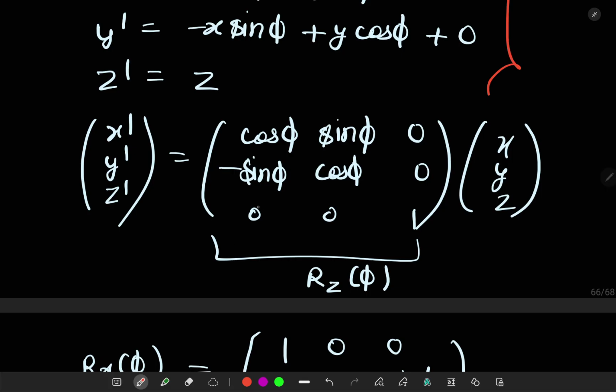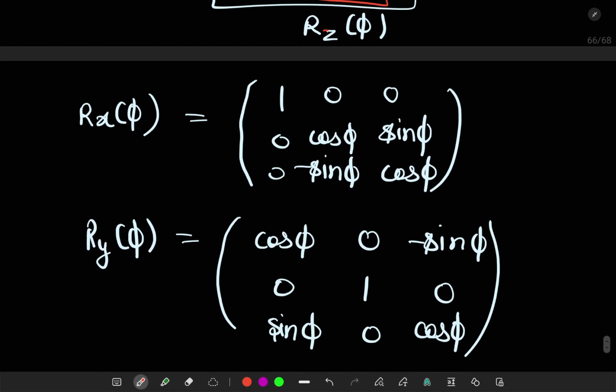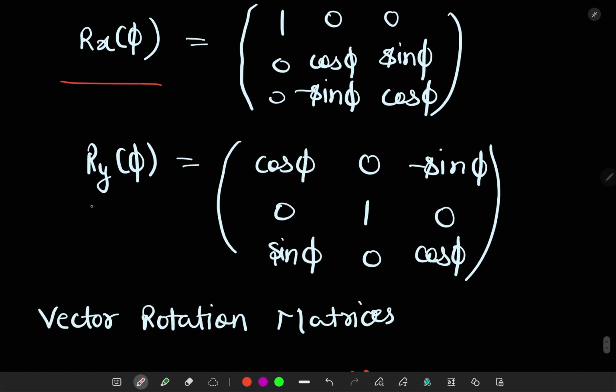On solving this equation, we get this equation, and we can write this equation in matrix form like that. And this matrix is called the rotation matrix Rz phi for the xy plane. And similarly, we can calculate this rotation matrix for the yz plane, Rx phi, and similarly for the xz plane.